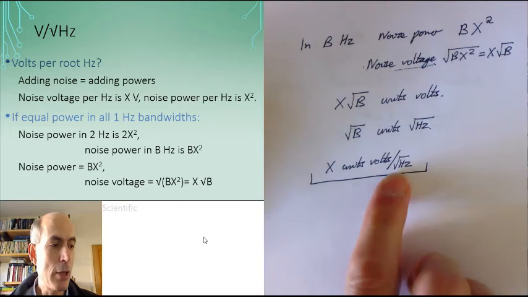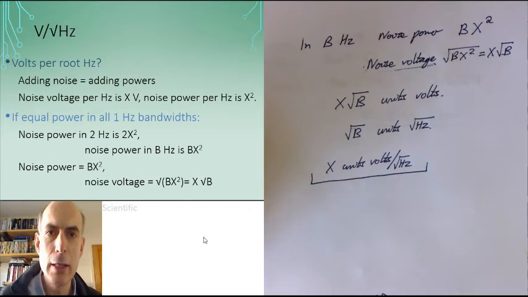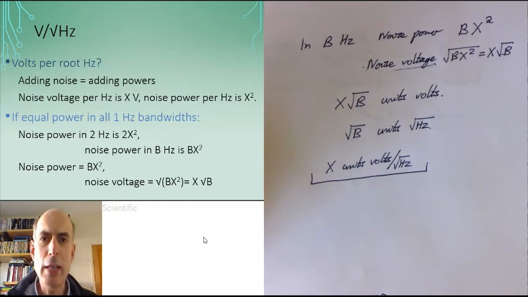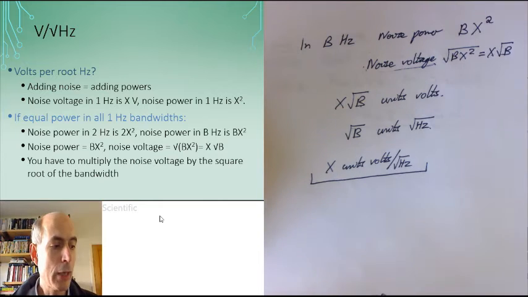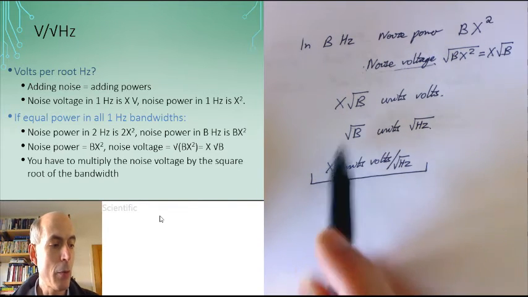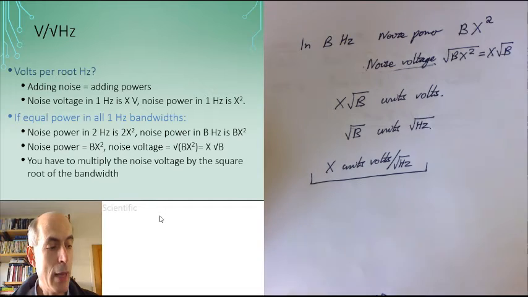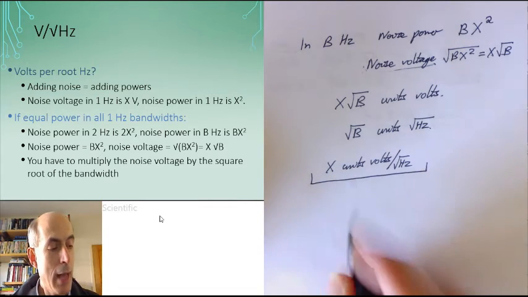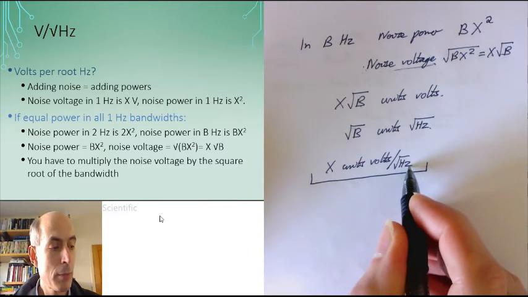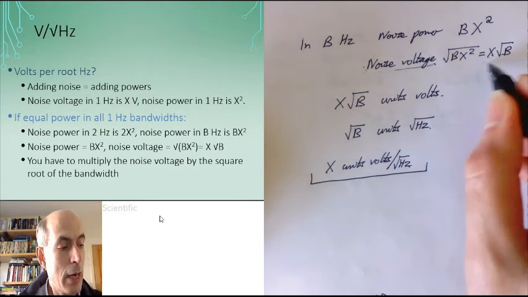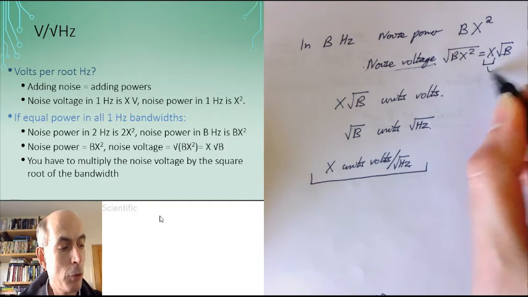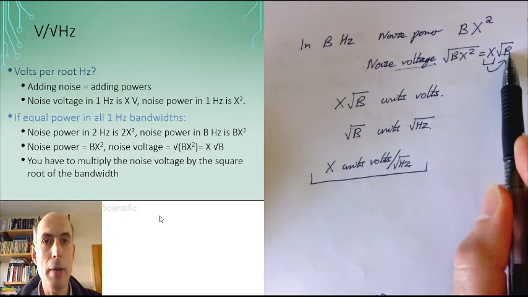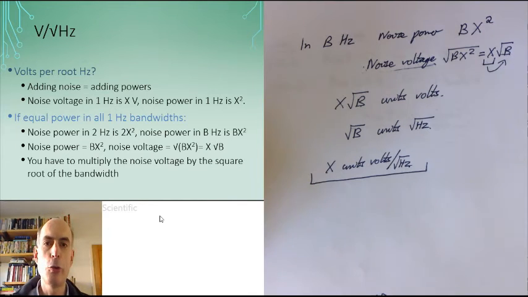And you'll often see that specified on things like op-amp datasheets, when they characterize the amount of noise that the op-amp adds into your circuit. If we want to work out the total noise in our bandwidth of B, and we have a reading of x volts per root hertz, then what we have to do is take our volts per root hertz, multiply it by the square root of the bandwidth, and that will tell us our noise voltage in our bandwidth of interest B.